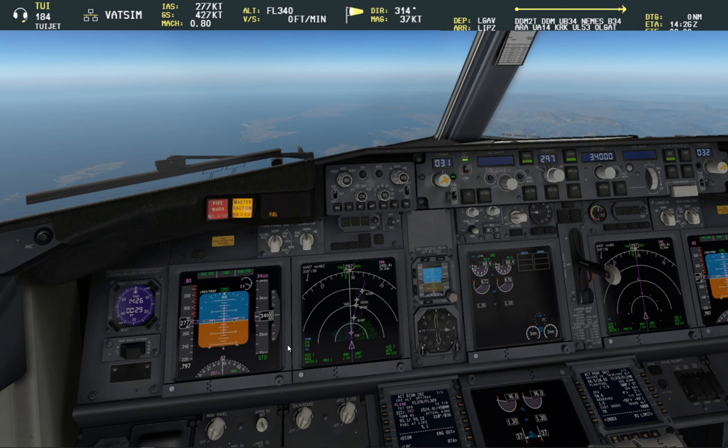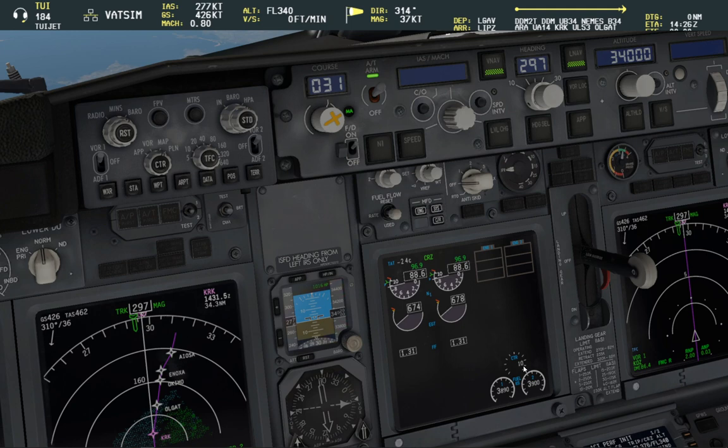Athens Center, TUI, jet 5522, passing flight level 171, fuel, climbing to flight level 240. So the center tank is almost empty. I'll just wait this to be zero, and then I will switch off the comms of the center tank. Climb flight level 240, proceed direct to Garda. Climb flight level 240 and proceed direct to Garda, to jet 5522.